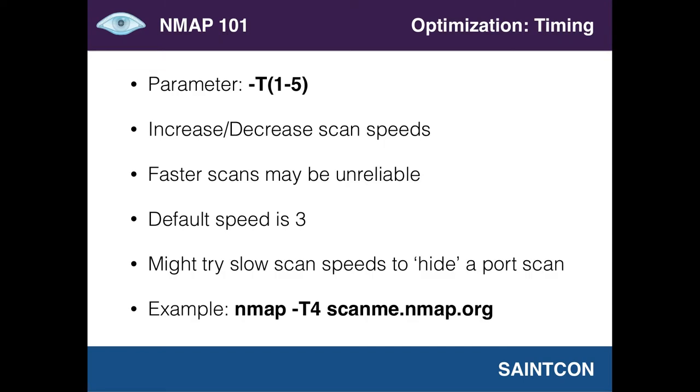Now, with some of these scans, you can speed things up or slow things down. Basically, with the T flag between 1 and 5, you can choose to go fast or slow. The reason why you want to go fast is kind of obvious. For slow, the idea is maybe if you slow down the scanning, the other machine won't see the flood of traffic, or the network intrusion detection system won't detect that a port scan is going on.